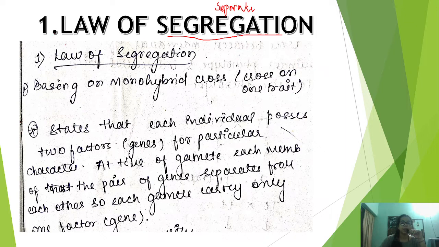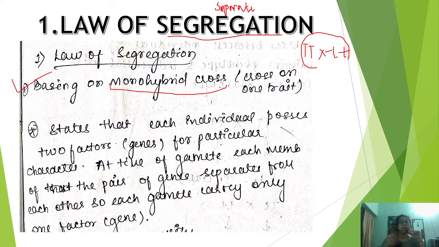So he made a cross, a monohybrid cross. What do you mean by a monohybrid cross? A cross which is made by using a single trait. Let's say, for example, the height of the plant. If we make a cross using the height of the plant, that is capital T crossed with small t, we are using only a single trait or character, that is the height of the plant. That type of cross is known as the monohybrid cross. This is a very important point to be noted down.